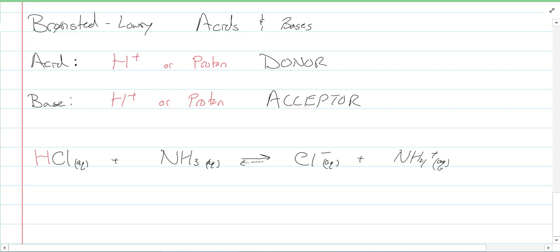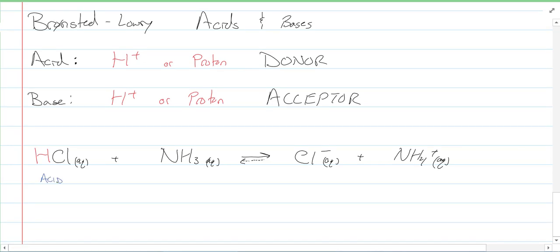So we have an acid. We have a base. Well, what happens here is now we have this proton, and I'll draw this proton here, goes to nitrogen. Okay, and so it's kind of like playing catch.